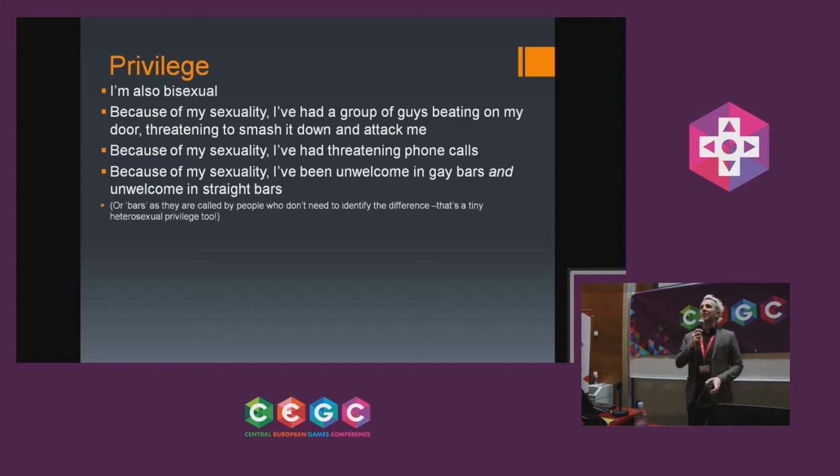Or bars, as they're called to straight people, who don't actually have to think of a name for straight bars, because they're all called bars to straight people. That's an interesting thing. So that's a kind of little heterosexual privilege right there. You don't have to think of names for straight stuff.